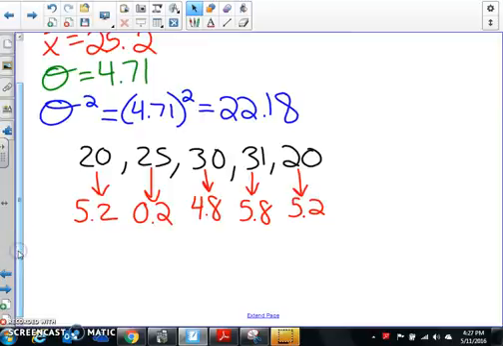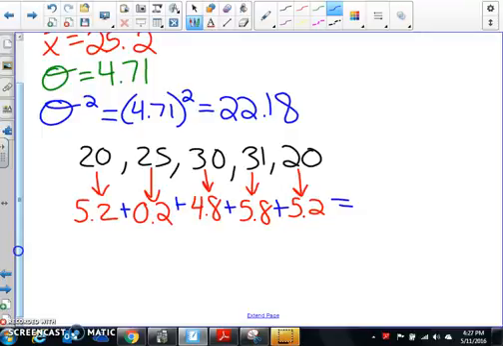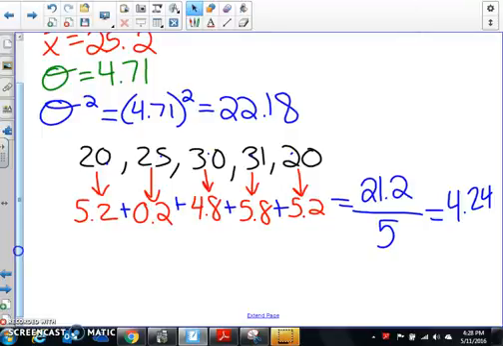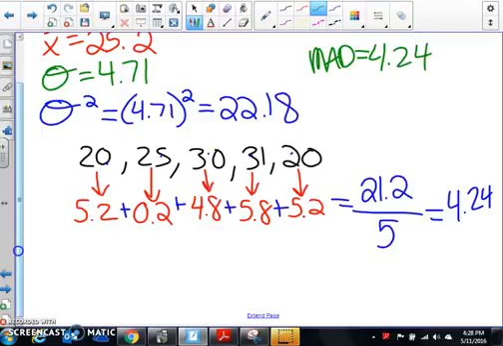Okay, I add them all up. 5.2 plus 0.2 plus 4.8 plus 5.8 plus 5.2 gives me 21.2, and that's all over, I've got 1, 2, 3, 4, 5 numbers. So divide by 5, 4.24. So my MAD is 4.24.